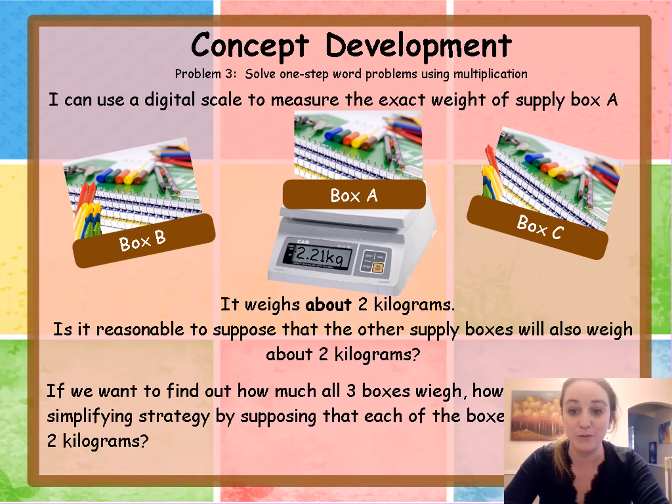If we wanted to find out how much all of the 3 boxes weigh, how can we use this strategy to solve? I could think, well, that's 3 groups of 2. And then I could multiply 3 times 2. I could think 3 plus 3 to double check my work. What is 3 times 2? 3 times 2 is 6.